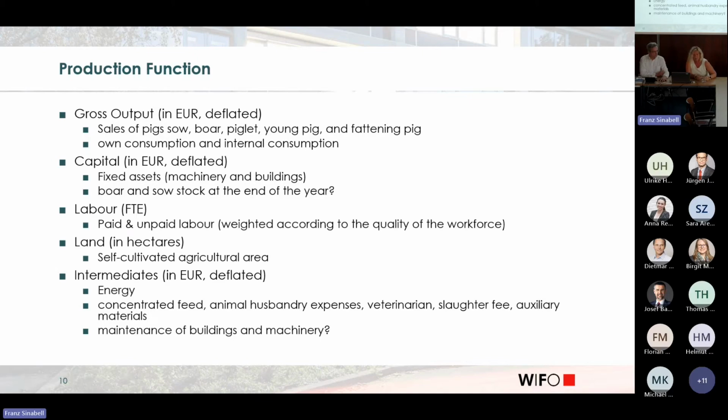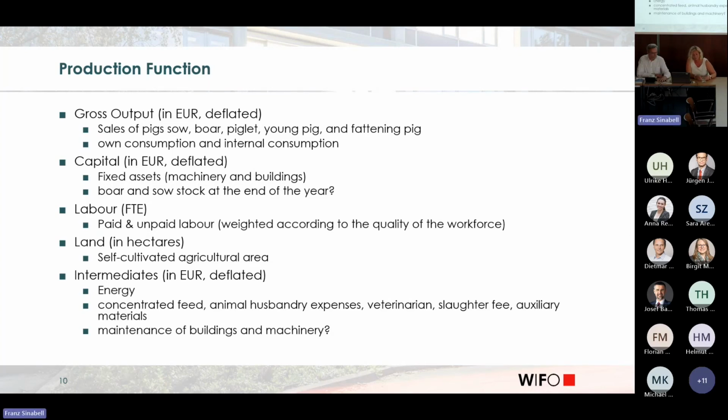Our labor input consists of full-time equivalents of paid and unpaid workers. The unpaid workers are normally the family members, because in Austria we have a lot of very small farmers. And those are weighted according to the quality of the workforce, as we use the, how is it called, Lohnansatz in German. This accounting approach is used to consider the quality of the workforce, whether it's just some kind of helping worker, or a highly qualified agricultural worker. So it would deflate the low-quality workers a bit.